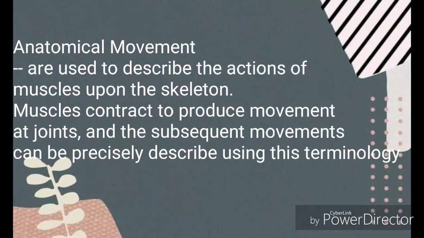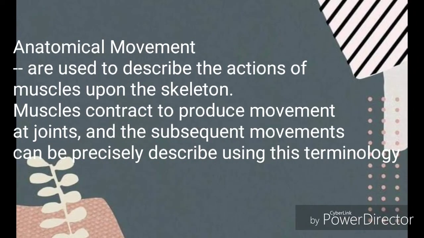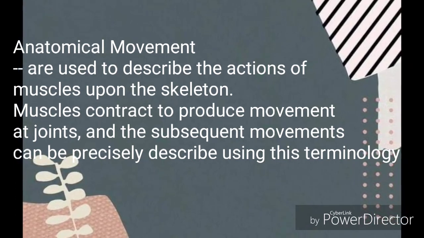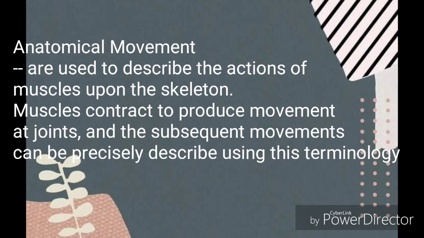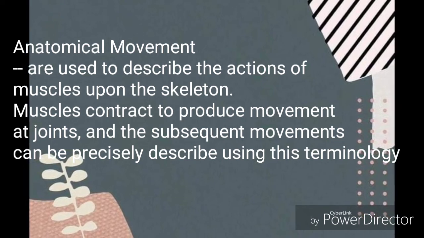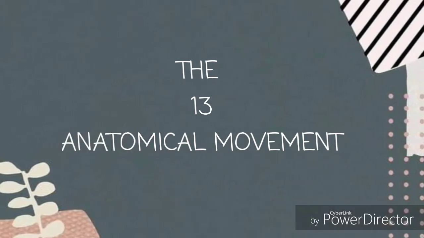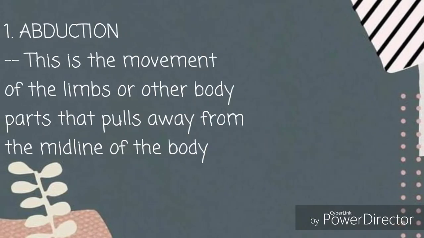For today's lesson, I am going to demonstrate the 13 anatomical movements. First, let's define what anatomical movements are. Anatomical movements are used to describe the actions of muscles upon the skeleton. Muscles contract to produce movement at joints, and the subsequent movements can be precisely described using this terminology. These are the 13 anatomical movements.